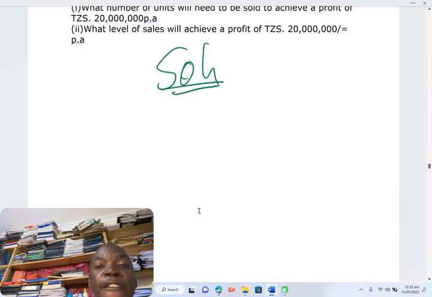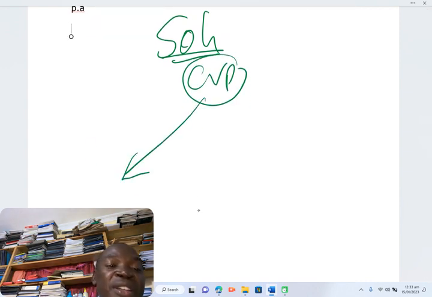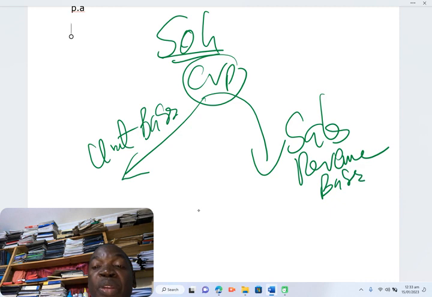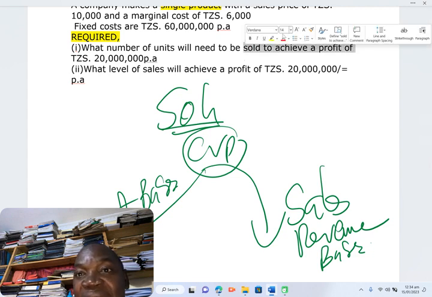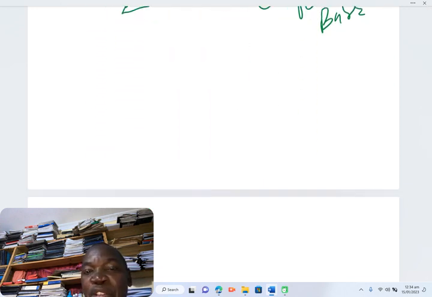So this CVP now goes to two formulas. Remember, number 1 is the unit basis. Number 2 is the sales revenue basis. Once you see here in number 1, he is telling us the amount of units to be sold. So this one is a unit basis formula. That's why I say if you can directly understand the problem initially, we move.